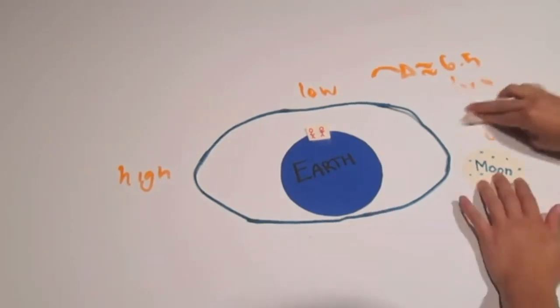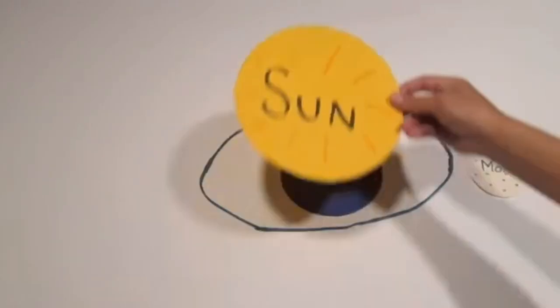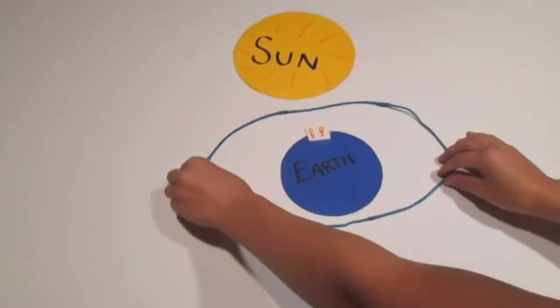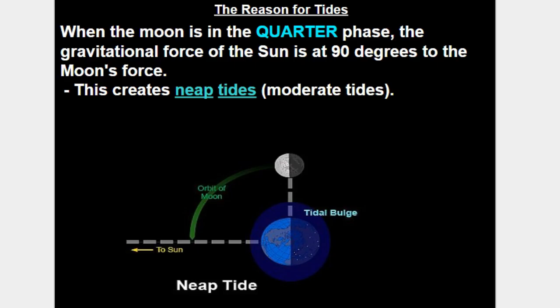The sun influences the tides as well. When the sun is placed here, it lowers the effect of the moon on the tides and begins to look more like this. The image that the video just described is called a neap tide. That means that the moon is in a quarter phase or at a right angle from the sun. When the moon and the sun are at a right angle to one another, it's called a neap tide, which means moderate. So your high tides are not as high and your low tides are not as low.